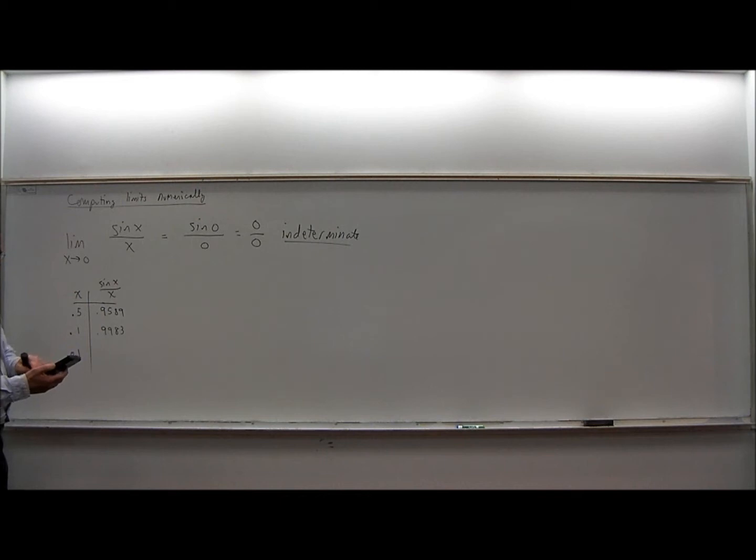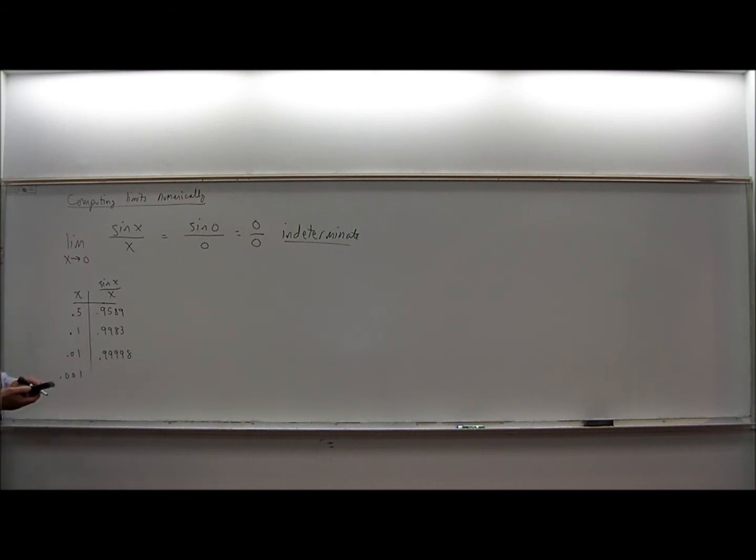So sine of 0.01 divided by 0.01, and I get 0.99998. I needed a 5th decimal place there, or else I would have just rounded up to 1. So that's very, very close to 1. And let's just try one more. Let x get closer.